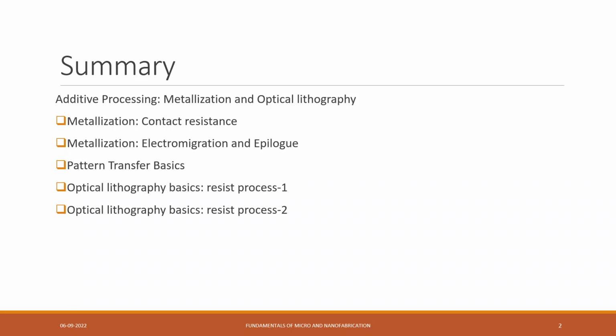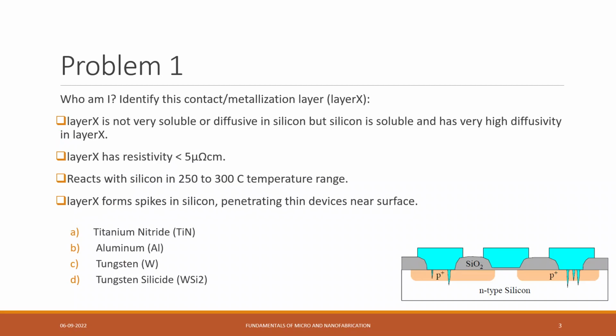Then the topic of optical lithography starts with pattern transfer, the different direct and indirect methods of transferring the pattern to the substrate where we want the pattern. And then the resist process, how different photoresists are there, and the last one was a continuation on the photoresist. So let's go to the problems directly.